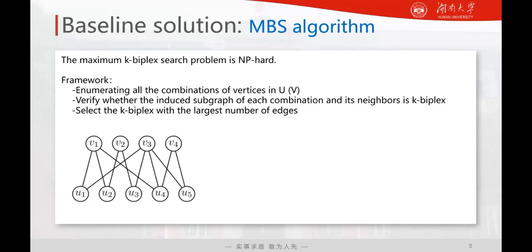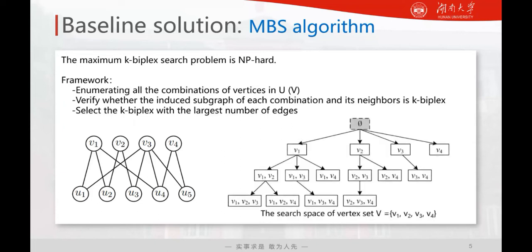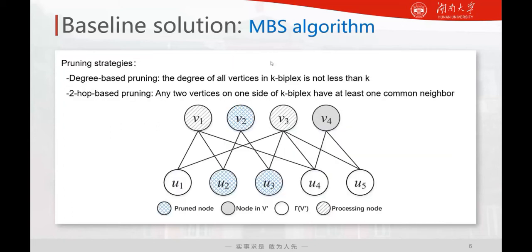Then for enumerating all vertices, we can describe the search space as such an enumeration tree. Then we propose two pruning strategies to reduce the search space. One is degree-based pruning, that is, the degree of all vertices in a k-biplex is greater than k. The other is that any two vertices on one side of a k-biplex must have at least one common neighbor.